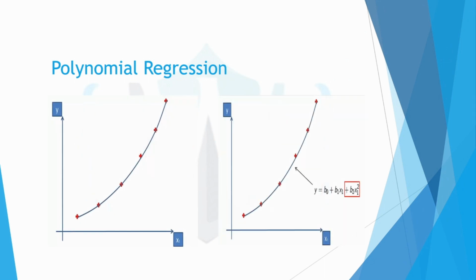Now as you can see the equation y equal to b0 plus b1 x1 plus b2 x1 square, the curve made by this equation will satisfy all the data points in the plot and solve our problem. So when the data points are not in a linear relationship but in a non-linear relationship, then polynomial regression is very useful.